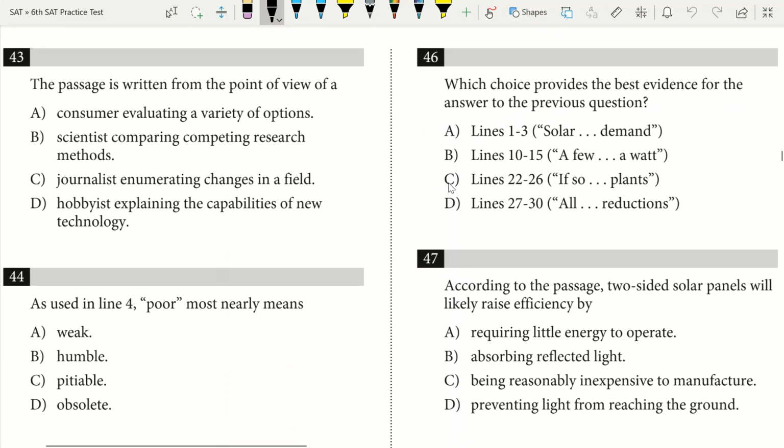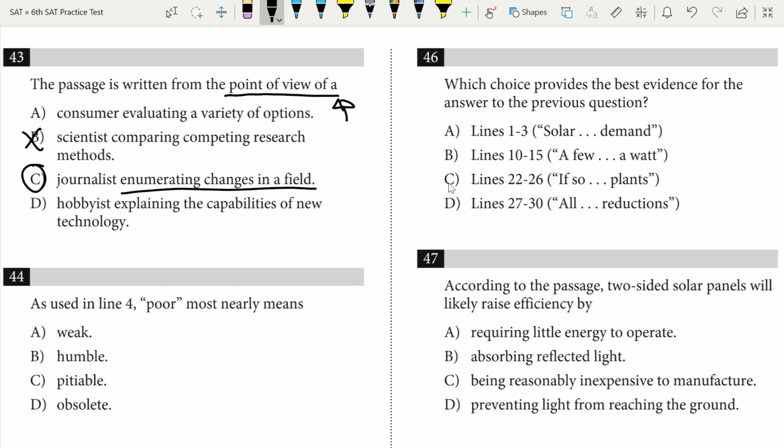So the passage is written from the point of view of what? Well, let's just run through A through D and let's see. We obviously know it's written from the point of view of someone who's really talking about the changes that are going on in the solar industry. Okay, so we're really looking for that. It's kind of tough to tell who exactly is writing it. I would say that's going to be either the perspective, not of a scientist, so I can get rid of B, right? It's not from the scientist. It's really from the perspective of a journalist who's enumerating these changes in a field, okay?